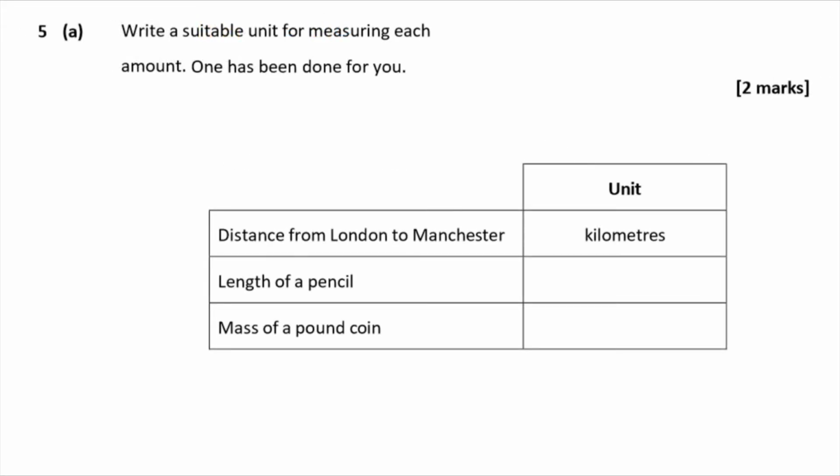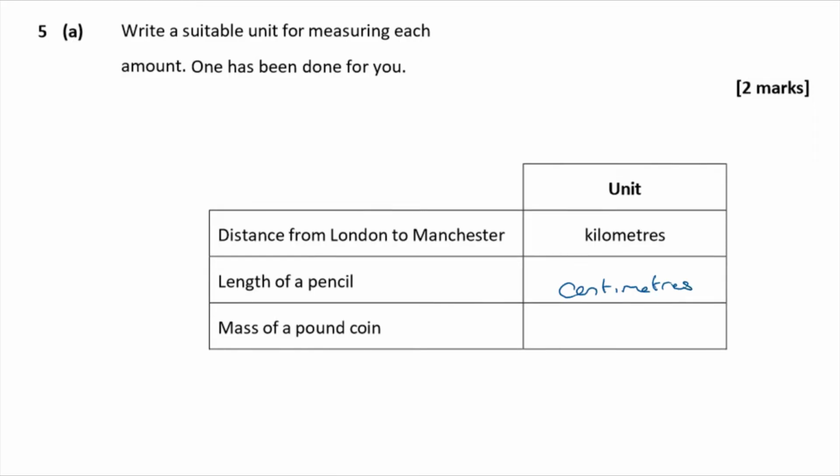Question 5a, write a suitable unit for measuring each amount. One has been done for you, and we've got the distance from London to Manchester, and the offered unit is kilometres. Now we want to know the length of a pencil. What unit should we use for that? Well, you could happily measure the length of a pencil with a ruler, and your ruler is made up of 30 centimetres. So I think it would be quite okay to be measuring it in centimetres here.